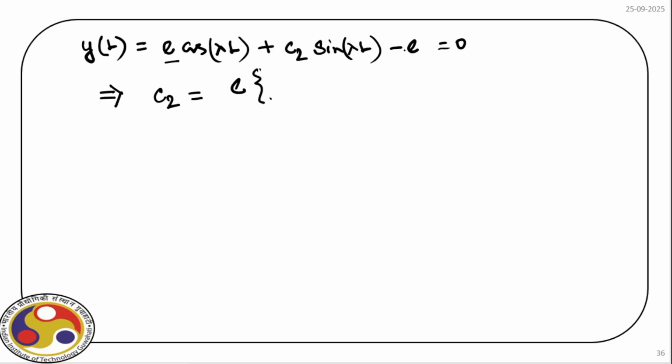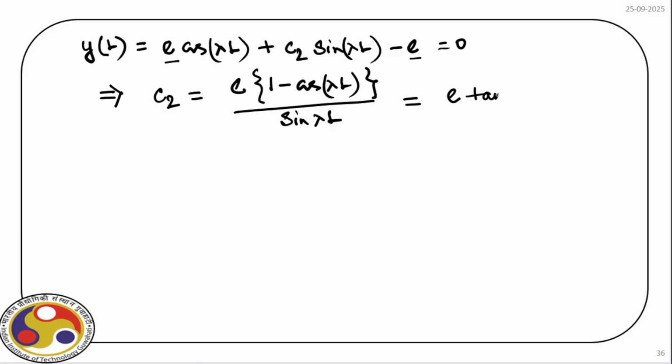e, if we take e common, and first we take the right hand side, and then we have (1 minus cos of lambda L) divided by sin lambda L. Now we can actually express this cos lambda L as cos twice of lambda L by 2. Similarly, sin lambda L as sin twice lambda L by 2, and further simplify this. So we'll get e tan lambda L by 2.